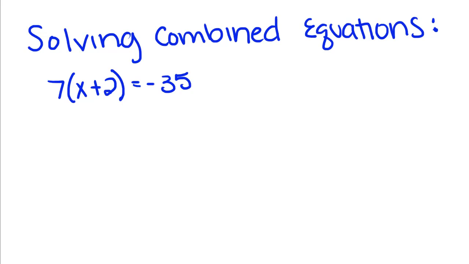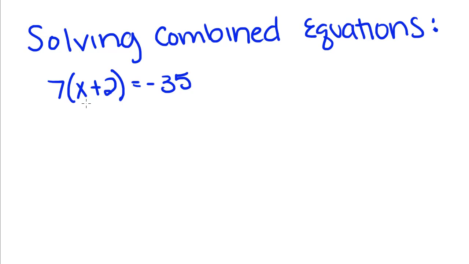Okay, so today we're going to work with solving combined equations. So we're going to take what we learned in our past two lessons and put them together to solve for our variable. So right here we have 7 times the quantity of x plus 2 equals negative 35.